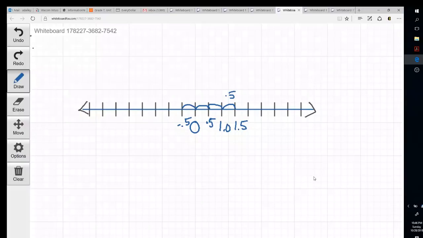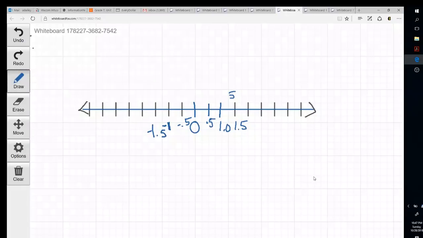So if this second one over to the right was, I'll erase my lines. So the second one over to the right was a 1, then what is the second one over to the left? Well, it's the opposite of 1, negative 1. And I could put negative 1 or negative 1.0, they're the same. And so the third one is negative 1.5.